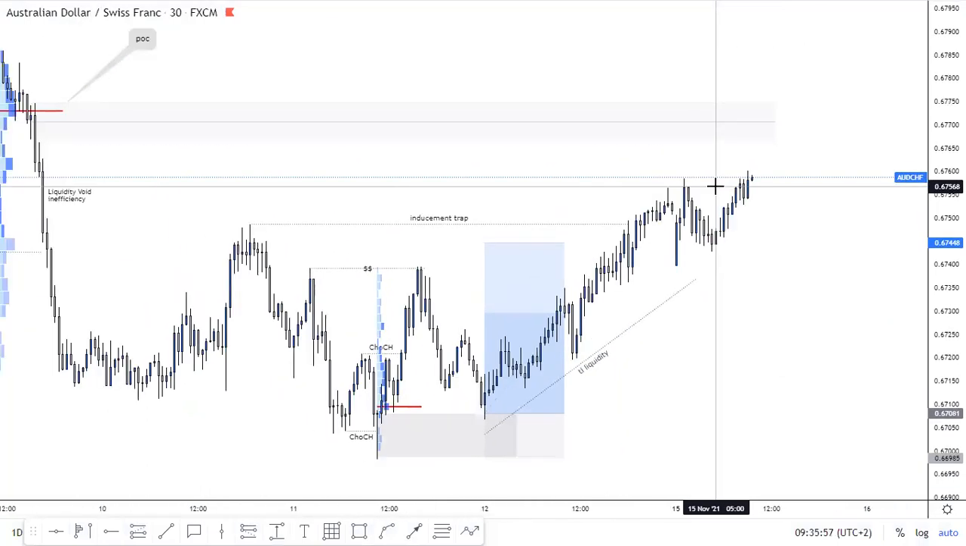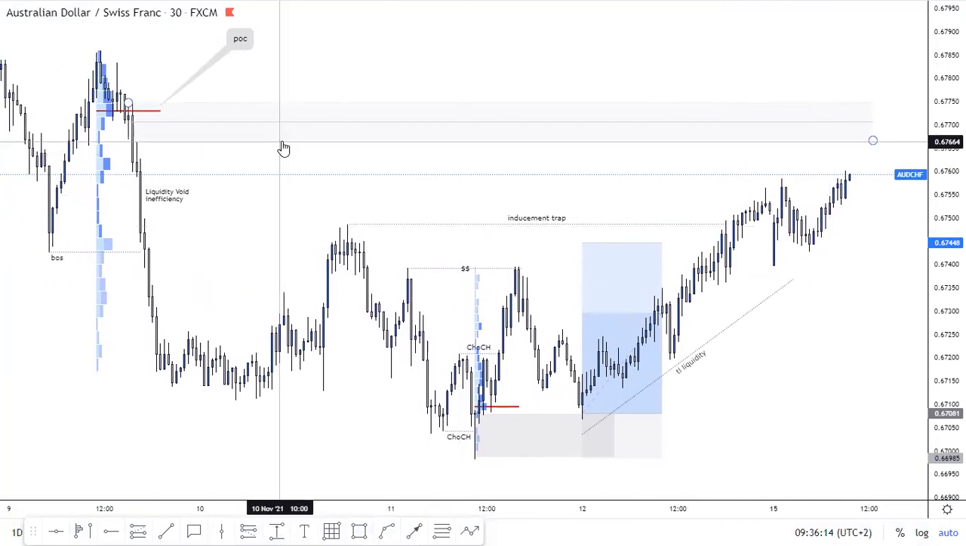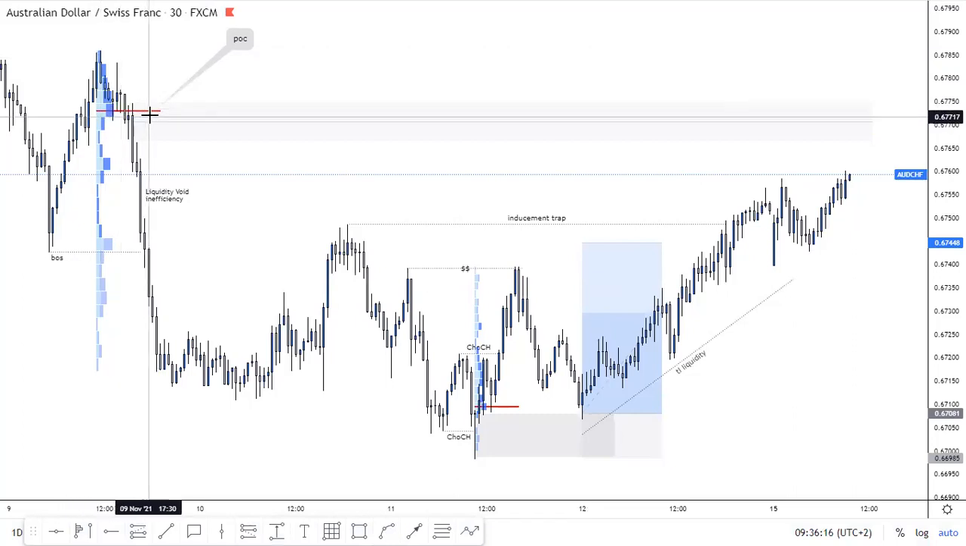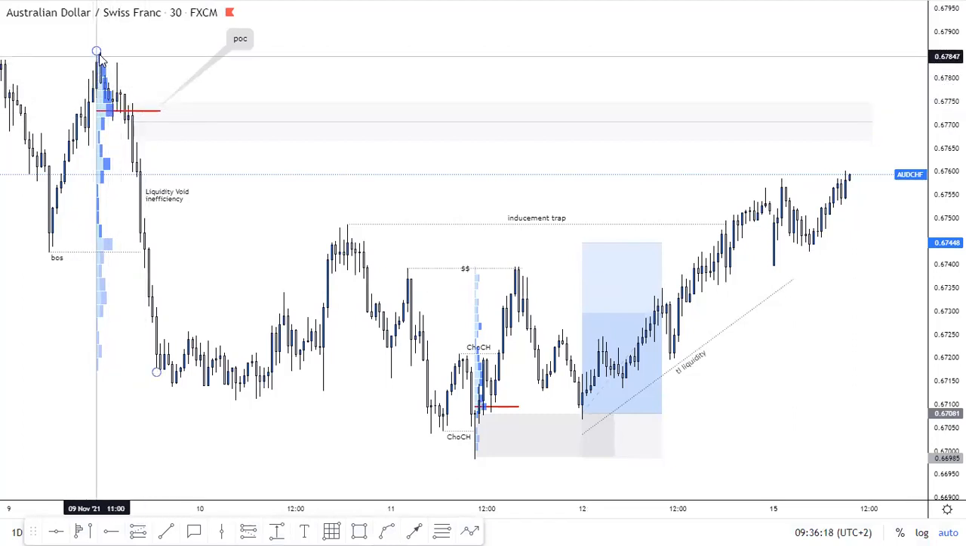No, it was not AUD CHF, man. This was bad. Okay, it's fine. This AUD CHF, you can see that we had this volume as well. What was the pair that I was actually recently analyzing?